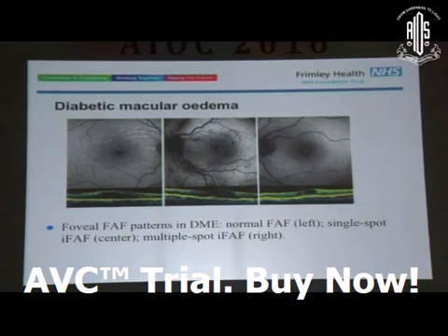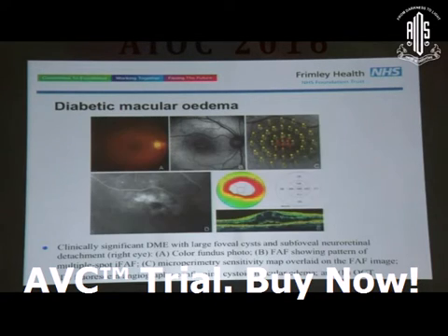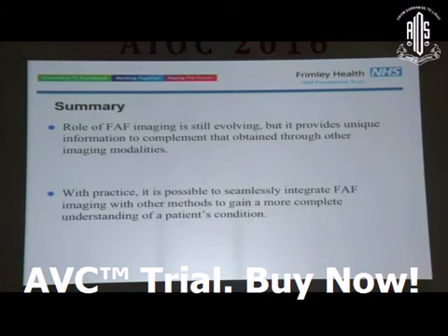So here you can see in diabetic macular edema, the fundus autofluorescence patterns where you have normal FAF, and then you have the single spot of increased autofluorescence, and then multifocal pattern of increased autofluorescence. Again, like I said, you can correlate that with your OCT diabetic macular edema findings, showing large foveal cysts, etc., and showing the same pattern on fundus autofluorescence.